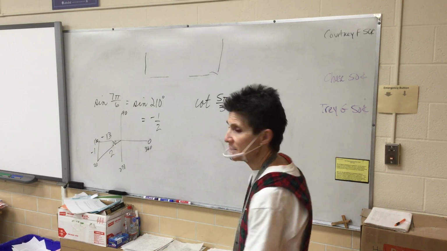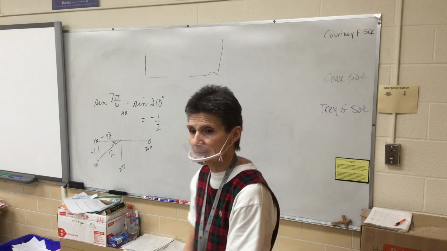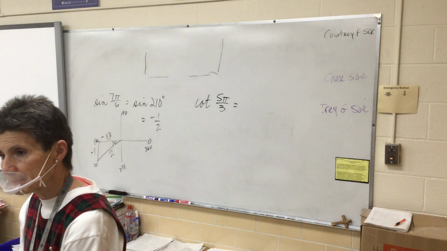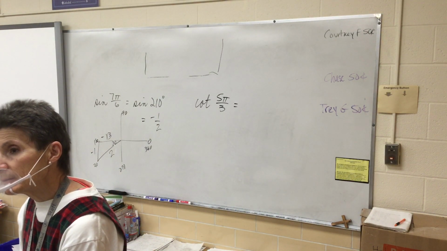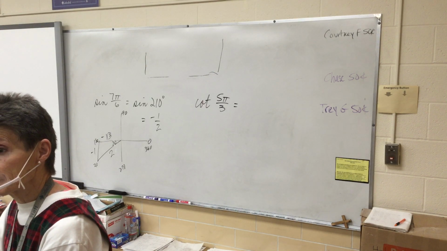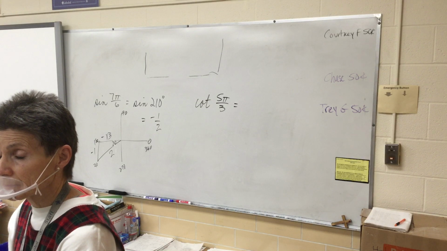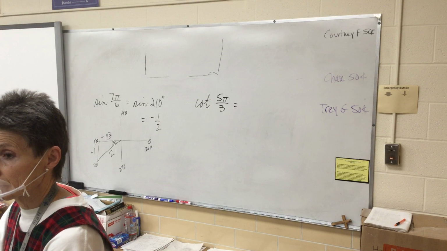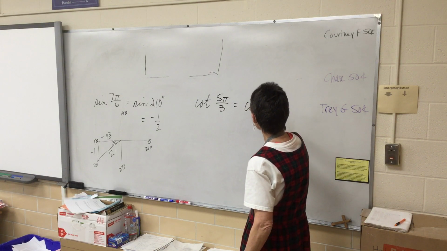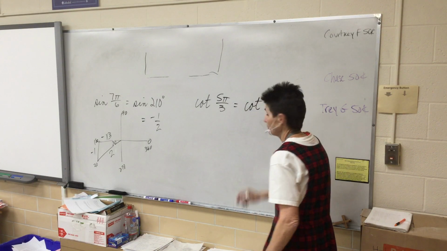Okay, Jameson, what was step 1 for you? What was the very first thing you did? You may not be done yet, and that's okay, but what was the first thing you did? Find out what 5 times pi over 3 is. And what'd you get? 300. Okay, so I agree. I think Jameson's right on target. That's cotangent 300. Would you agree?